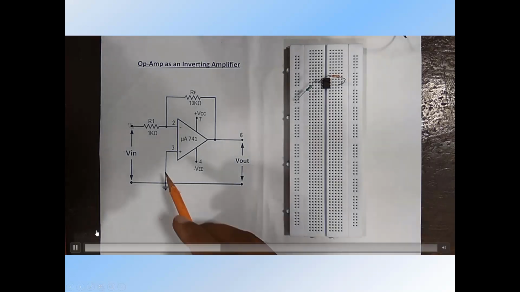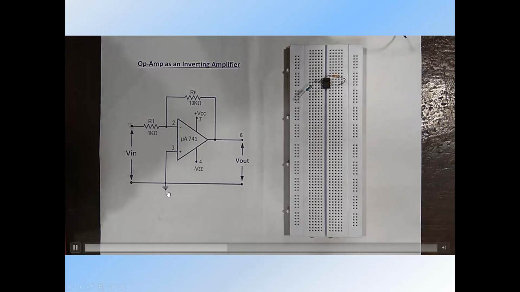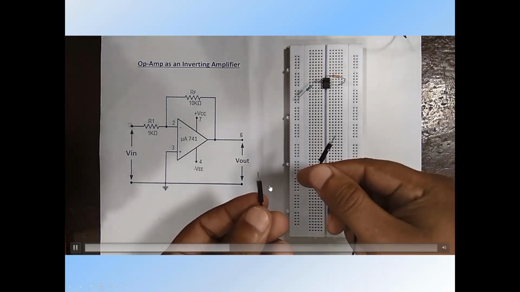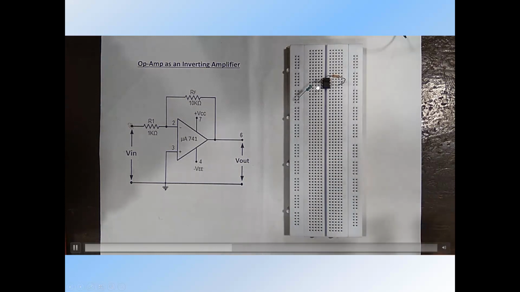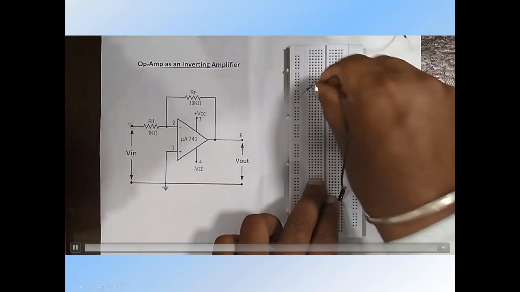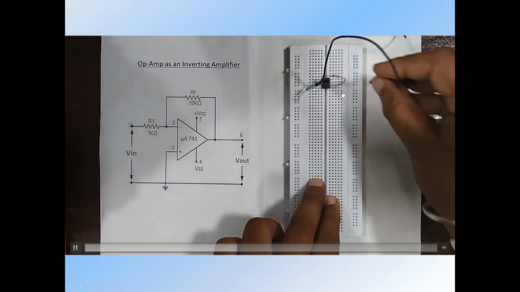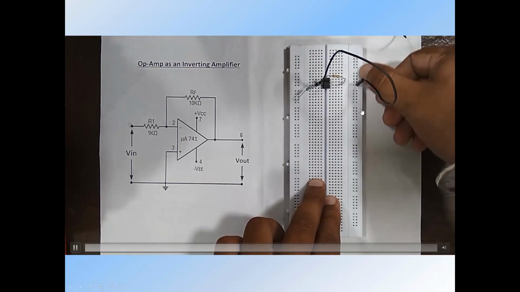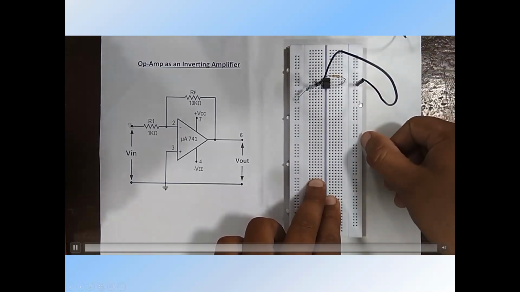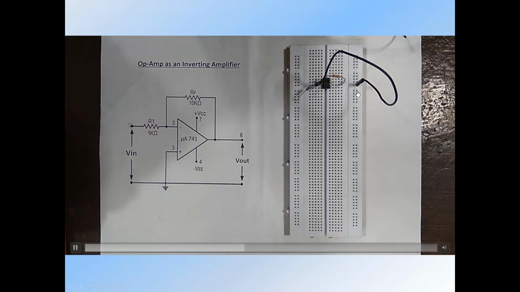And next step is connection of the third pin to the ground terminal. With the help of this jumper wire, we will make this third pin ground. And all the connections related to ground will be connected to this vertically shorted track.